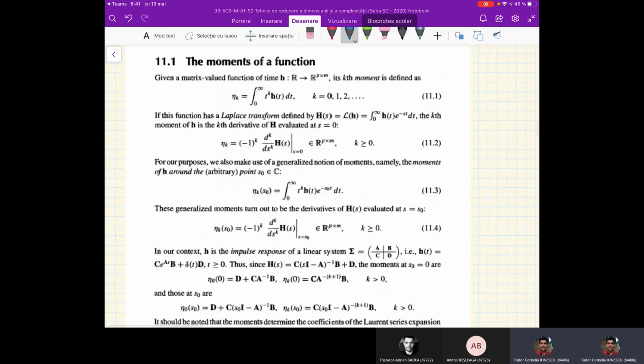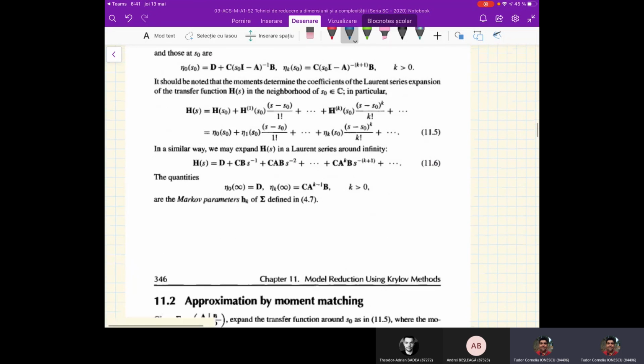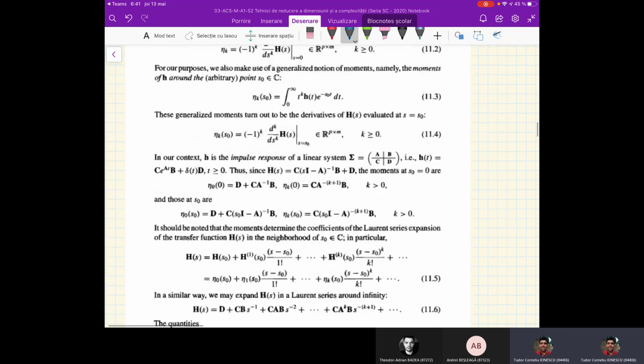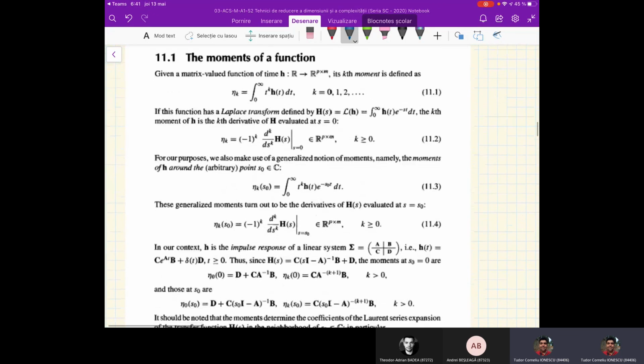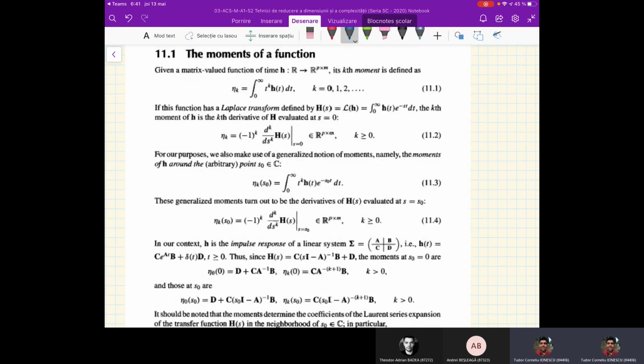Now here we have a discussion about the moments of a function. Okay, and then we're going to stop. So what are, in general, the moments of a function? This is a mathematical notion. If you have a matrix valued function h defined on R to R^(p×m), the kth moment is defined in the time domain like this.